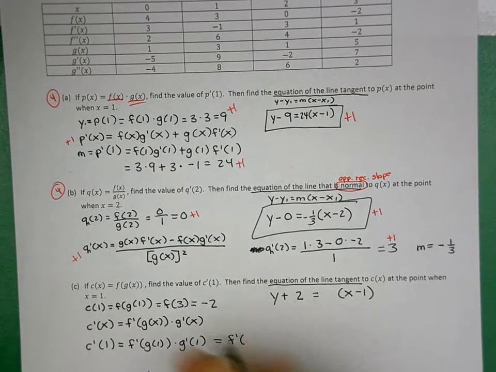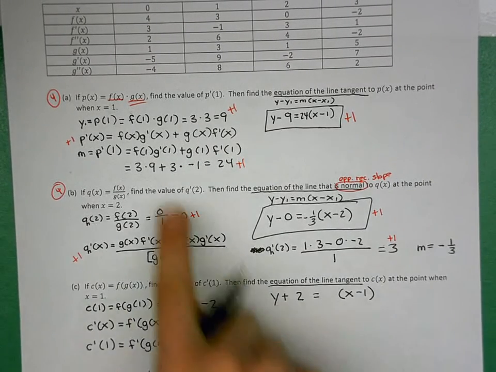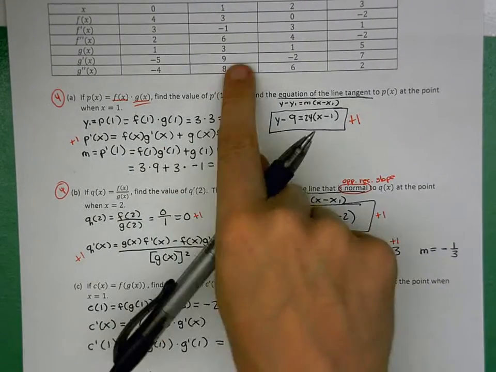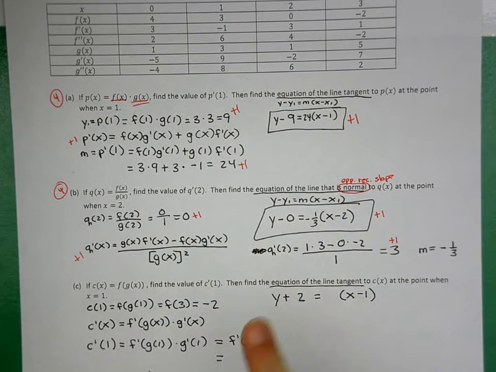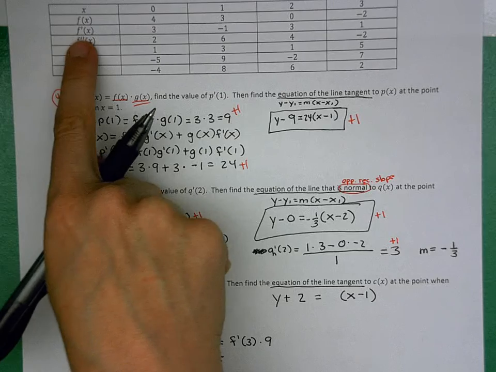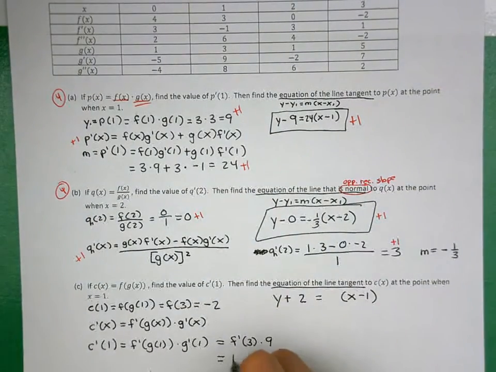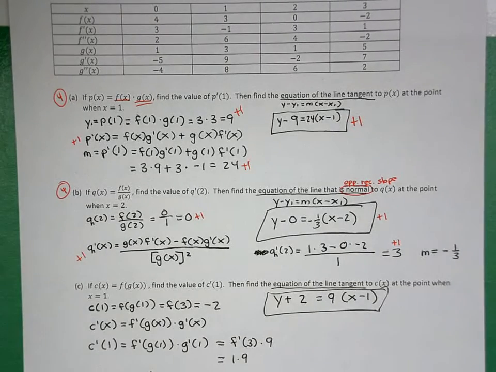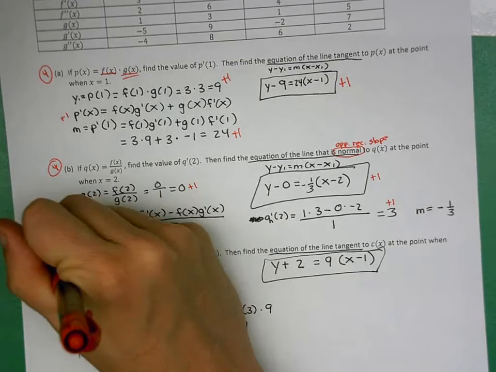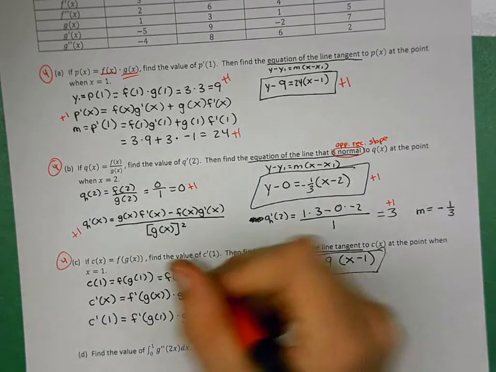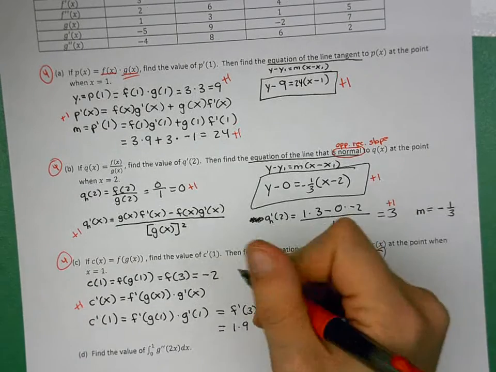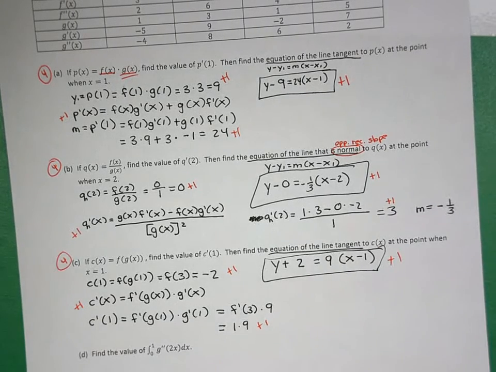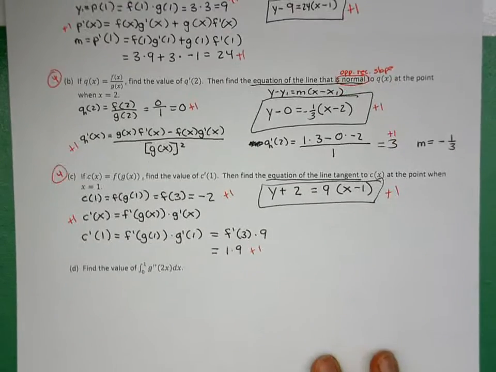G of 1 here is, there's G, there's 1, 3. G prime of 1, G prime 1 is 9. And F prime of 3, F prime 3 is 1. 1 times 9 is 9. Again, it's worth 4 points. 1 for your chain rule, 1 for C of 1, 1 for C prime of 1, and 1 for your equation with, again, one more time, opportunities for partial credit.